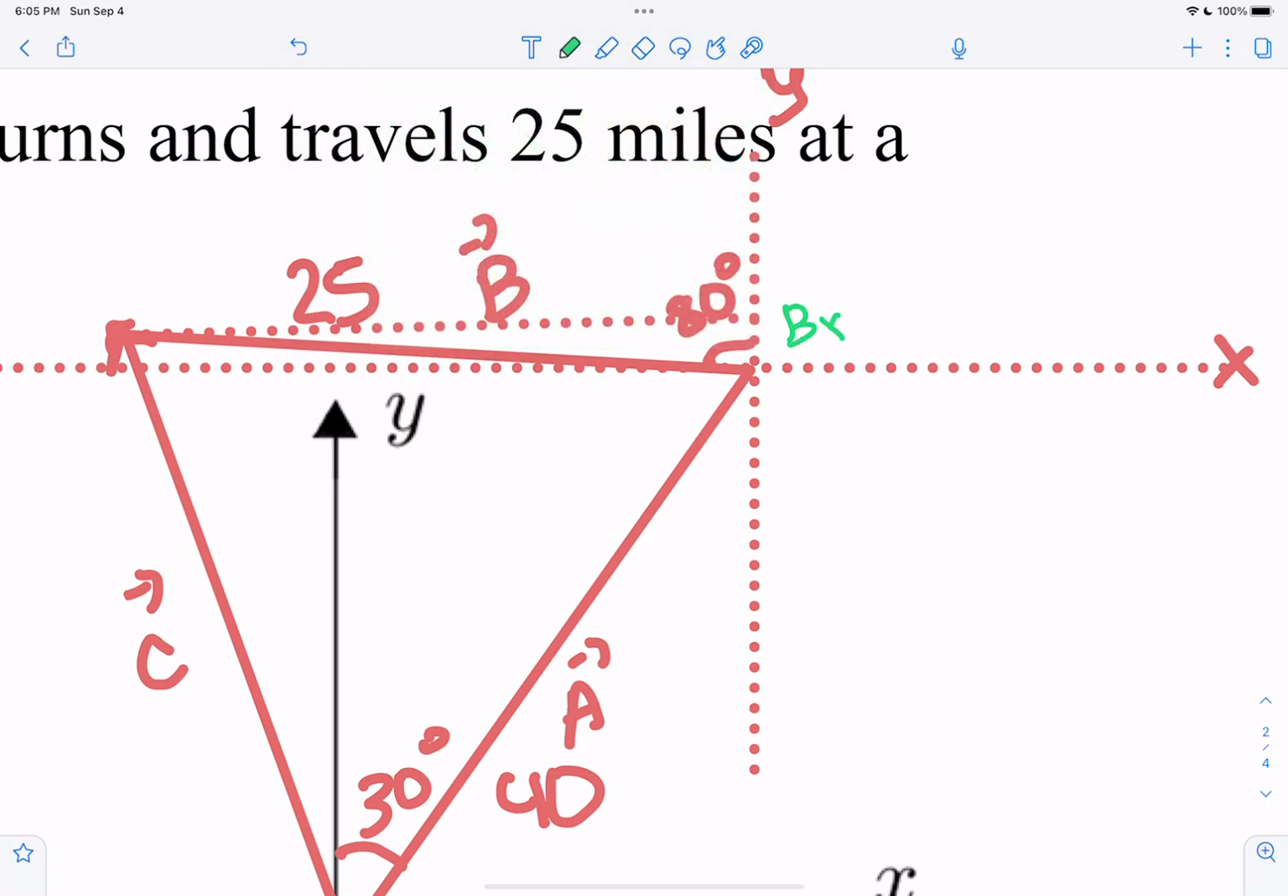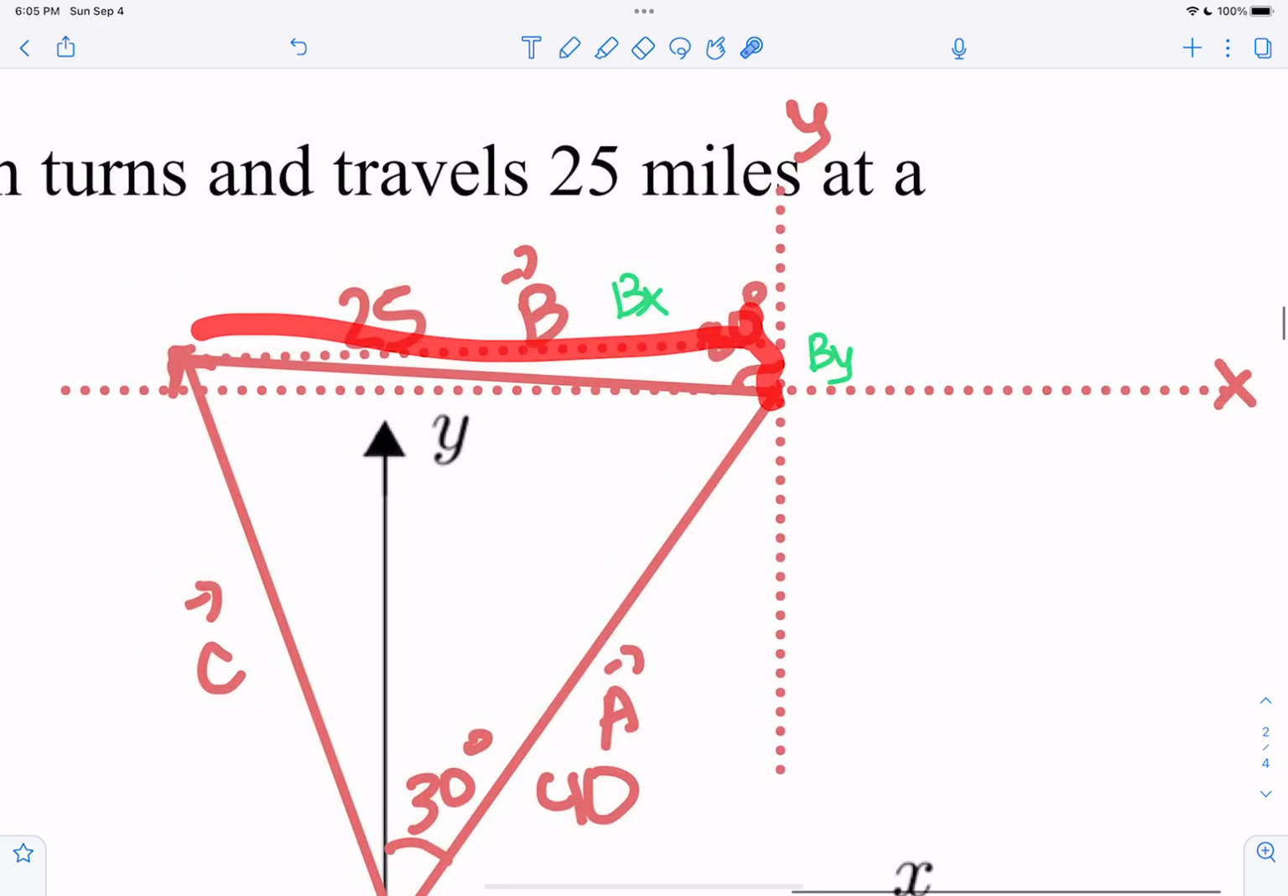This is bx, by, and this is bx, right? So this is bx, this is by, because this is the x direction, this is in the y direction.